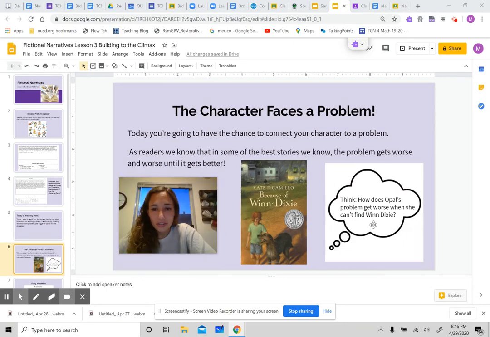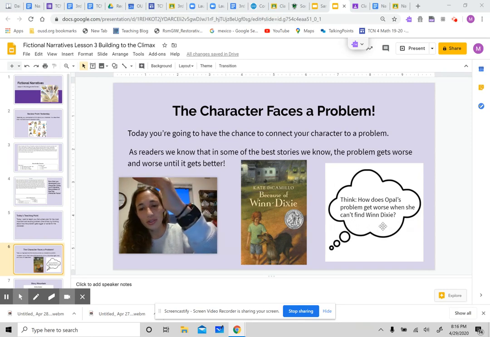So I want you to think for just a moment. How does Opal's problem get worse when she can't find Winn-Dixie? So do you guys remember the scene where it's thunderstorming outside? They're at the party. Things are going well at first, but then all of a sudden, Opal realizes that Winn-Dixie is missing. Now, the author does something really interesting. Instead of solving that problem right away, the problem actually gets worse and worse and worse.